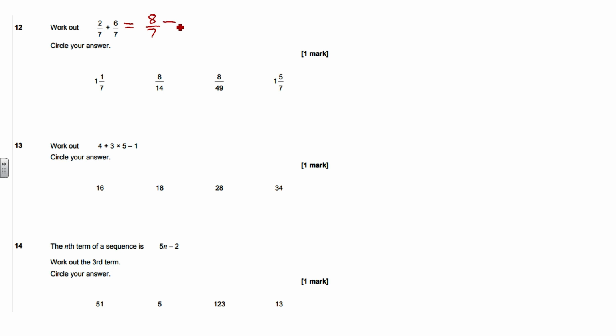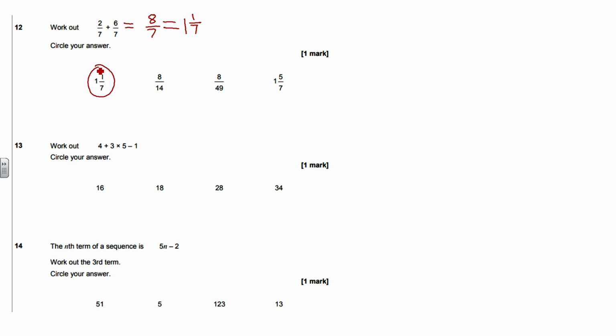So what we have to do is we have to say, right, so if I think I've got 8 sevenths, 7 sevenths makes 1 whole one. So I'm going to use 7 of these 8 sevenths to make 1 whole one, in which case I've got 1 of the sevenths left. So the answer there is 1 and 1 seventh.